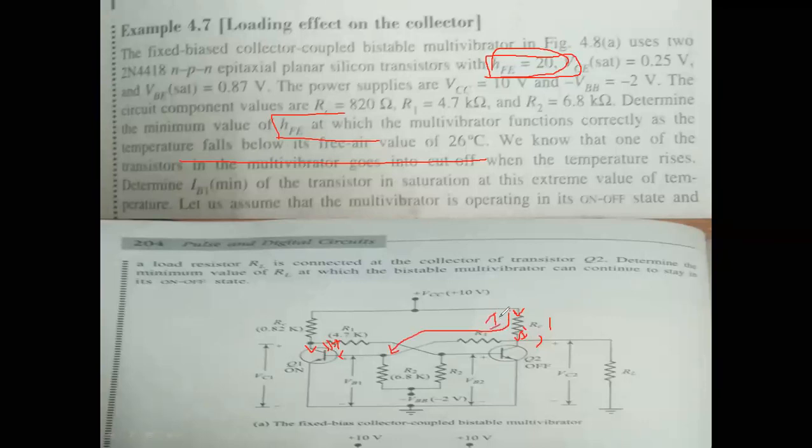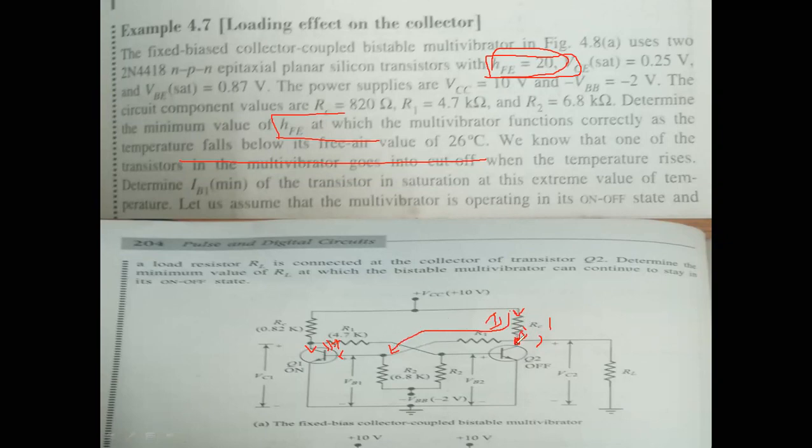First we found the I1, which was VCC minus VBE divided by R1 plus R2. That means total current was flowing in this direction only. But when you connect the load, there will be some potential at this point, and the current in this branch will be different. The entire current won't flow in this direction.